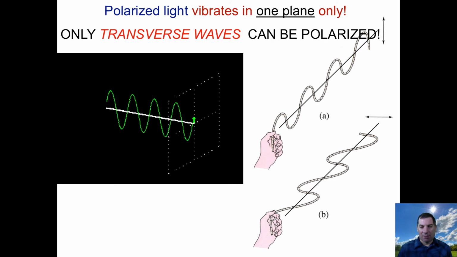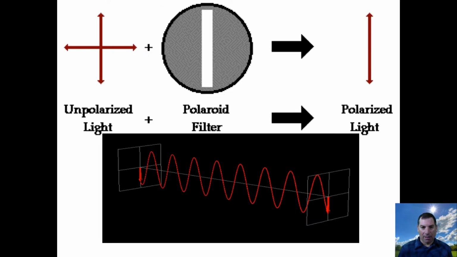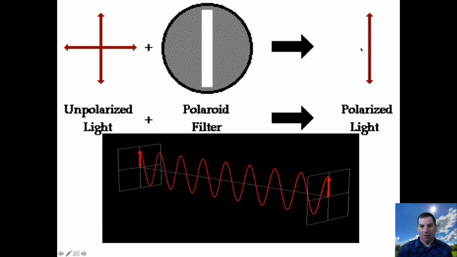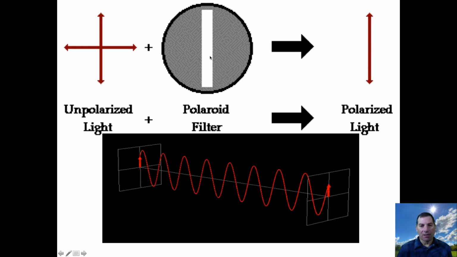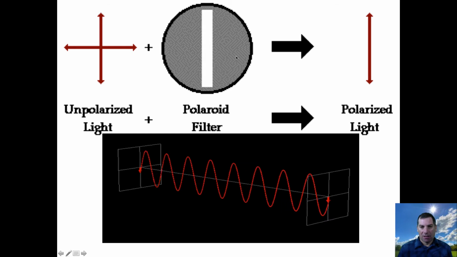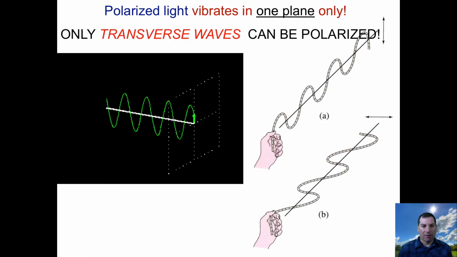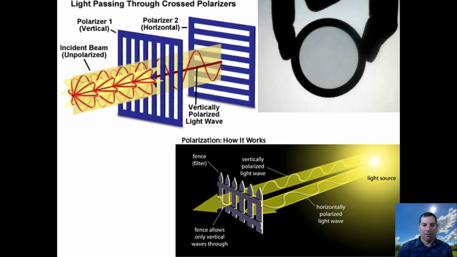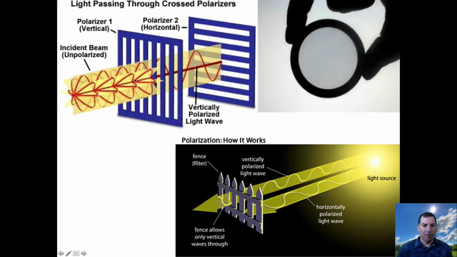Polarized light, we said, vibrates in one plane only, and only transverse waves can be polarized. So sound waves cannot be polarized. If you go back to this picture here, if you put a mechanical wave or a sound wave through this filter, it's just going to come out on the other side. Hasn't changed. So this is one evidence that light is a wave, and not only light but all transverse waves. Everything on the electromagnetic spectrum, all the way from gamma rays to radio waves, can be polarized because they vibrate in this perpendicular motion.